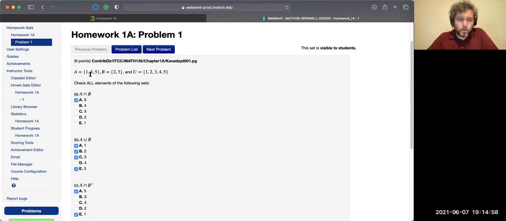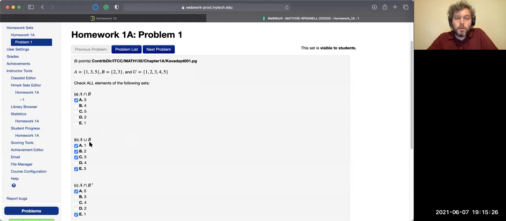So let's talk about this. We have the set A, 1, 3, 5. We have the set B, 2, 3. And we have the universal set as 1, 2, 3, 4, 5. So what do they have in common? Well, you can see that I already have the number 3 listed. Is that true? Well, yeah. So you can see that the element that they have in common there is just 3. So I selected just 3. I could have selected more, but I don't want to. That's all they have in common.